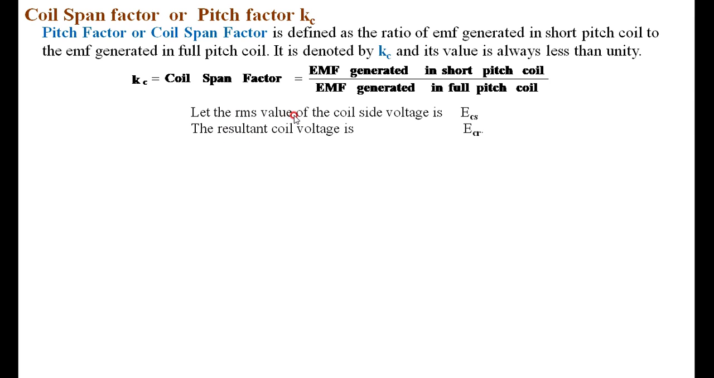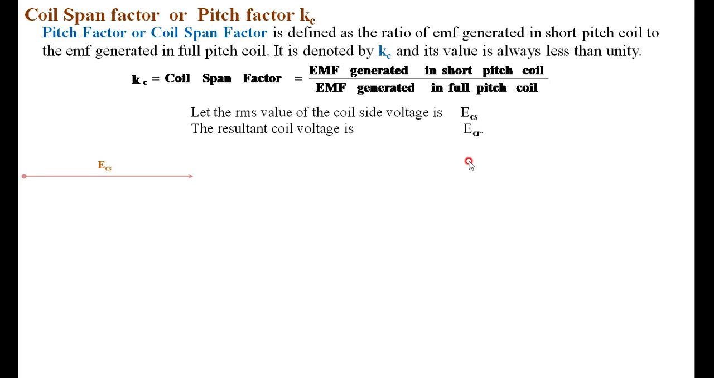the induced voltage in each coil side is ECS. That is, it is the voltage induced in each coil side. There are two coil sides in one coil. Then the sum of the voltages of the two coil sides is what we are calling the resultant coil voltage, represented by ECR.